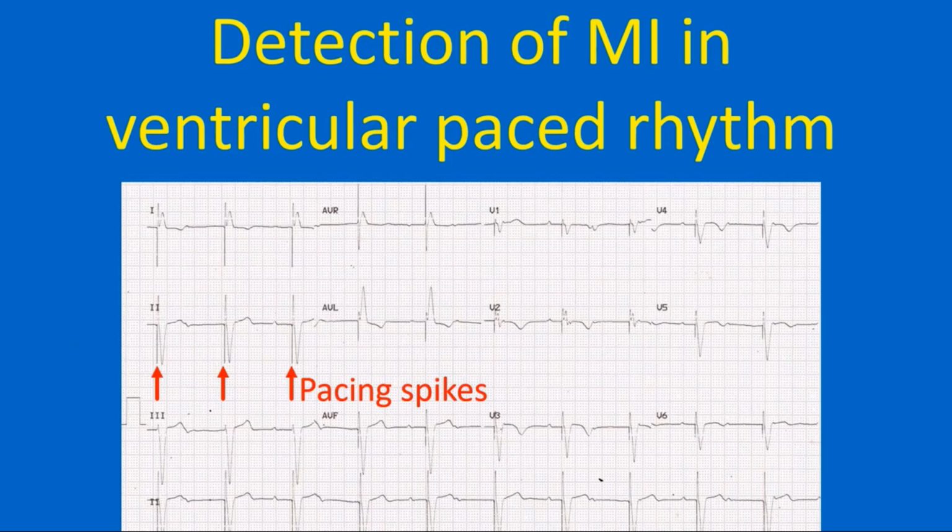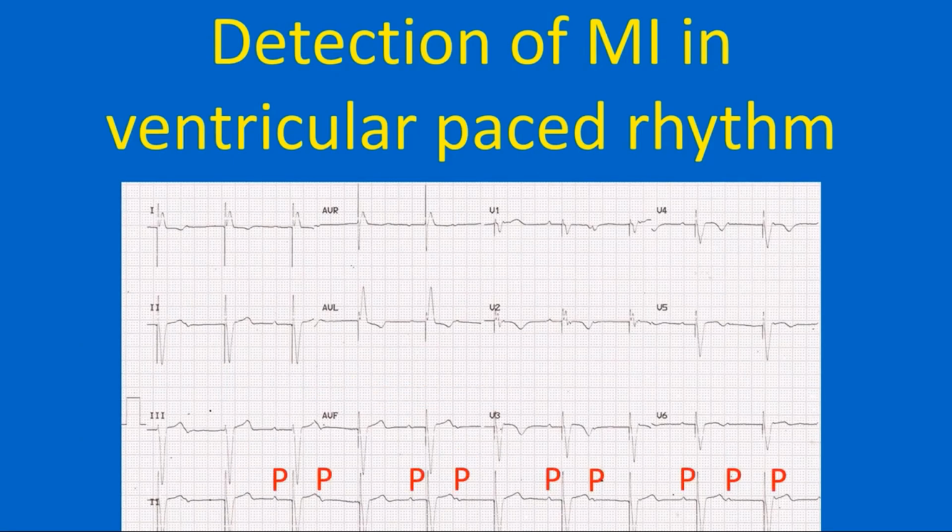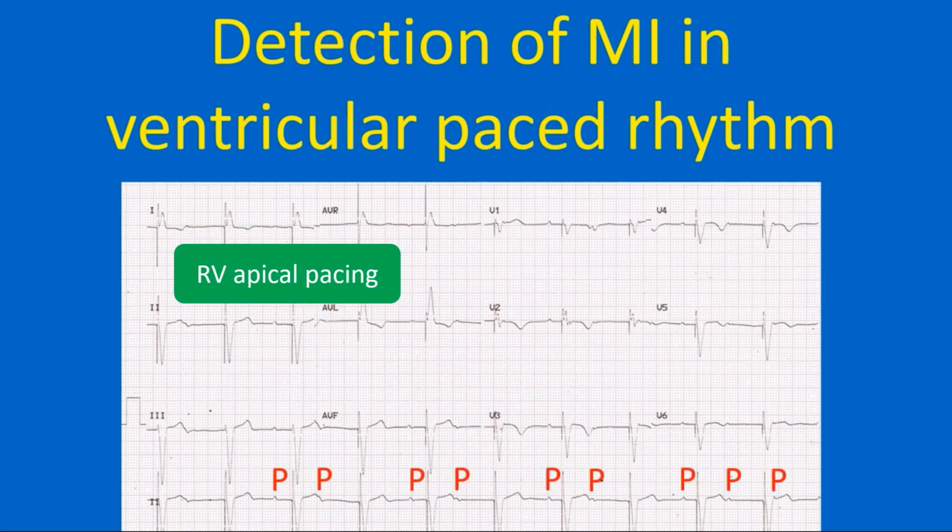ECG showing paced rhythm with anterior wall infarction. Large amplitude pacing spikes are seen before each QRS complex, indicating unipolar ventricular pacing. Lead 1 and AVL show a left bundle branch block pattern with slurred R waves, and inferior leads show negative QRS complexes. Together, these patterns suggest pacing from the right ventricular apex.